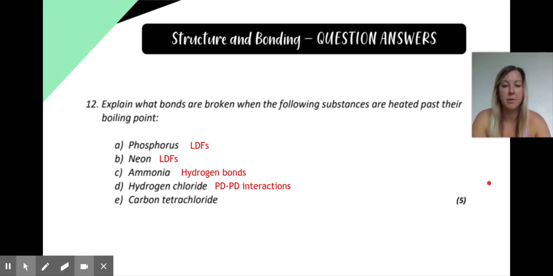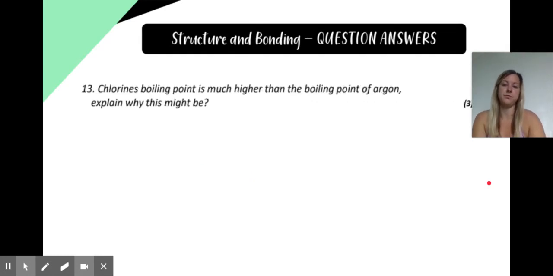And lastly, carbon tetrachloride is going to have polar bonds because you've got a difference in electronegativity. But the way it is arranged, you have the four chlorines surrounding the carbon. So you're going to have an overall non-polar molecule. So between those molecules then, it will just be London dispersion forces. And that's 1 mark each for that.